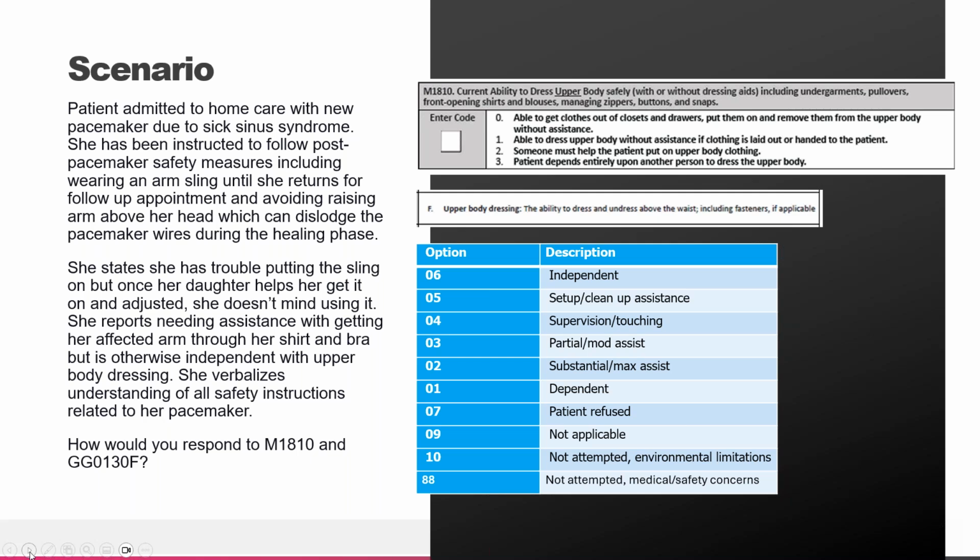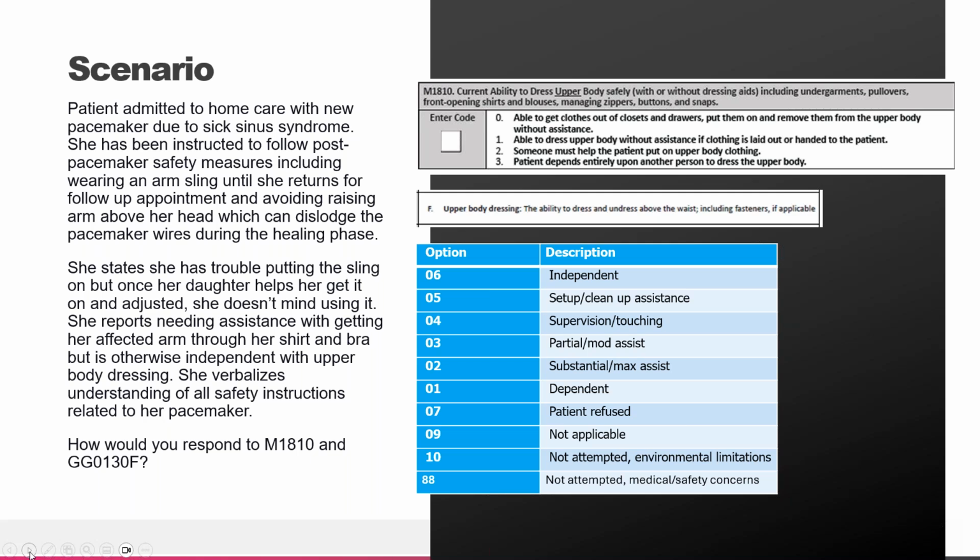These are a little closer together than some of the others as far as guidance, but never forget, when I'm looking at M1810, I have to consider the patient's ability to get to where those supplies are, if that's part of the scenario for that patient.